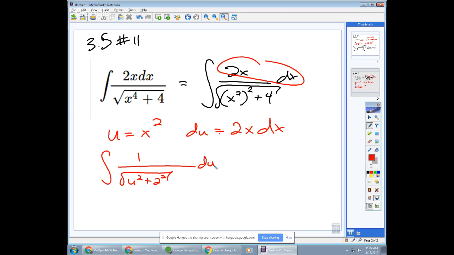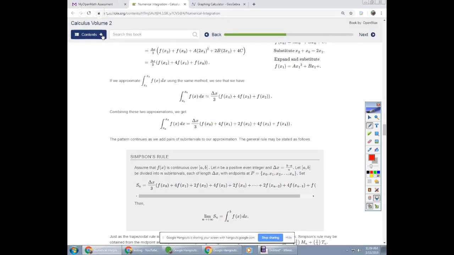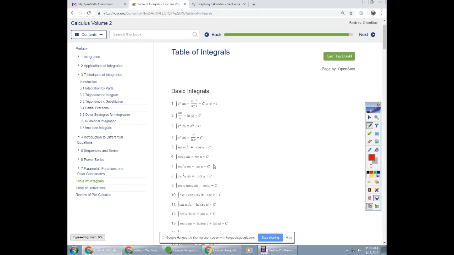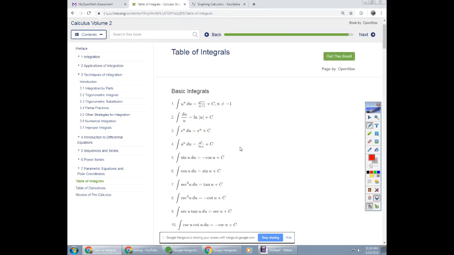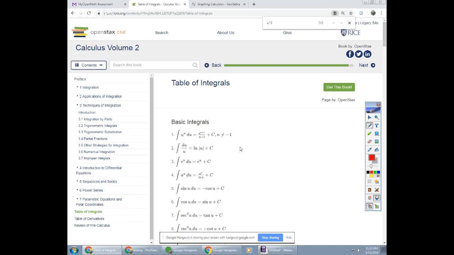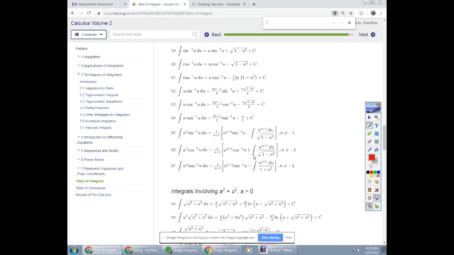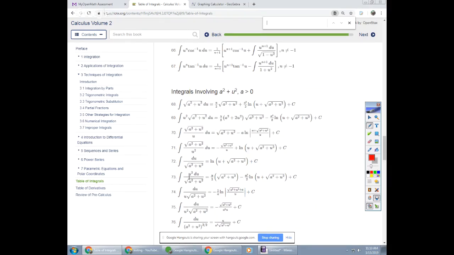And so sometimes to use the tables, you got to do a substitution to make it look like what's in the tables. So we should be able to look this up in the table. Try it another way to confirm. So we have a lovely integral table. And we had a plus in the square root, correct? So I'm looking, I wonder if I can search. Number 72. Yep, that's the one right there.